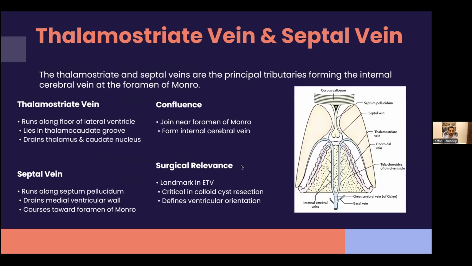So the thalamostriate and septal veins, which form your internal cerebral vein: the thalamostriate will run within your thalamocaudate groove, the junction between the thalamus medially and the caudate nucleus laterally. And that will course along the floor of your lateral ventricle, collecting venous blood from the thalamus and basal ganglia. The septal vein runs more medially along the septum pellucidum and the medial ventricular wall, and it drains structures adjacent to the medial ventricle.